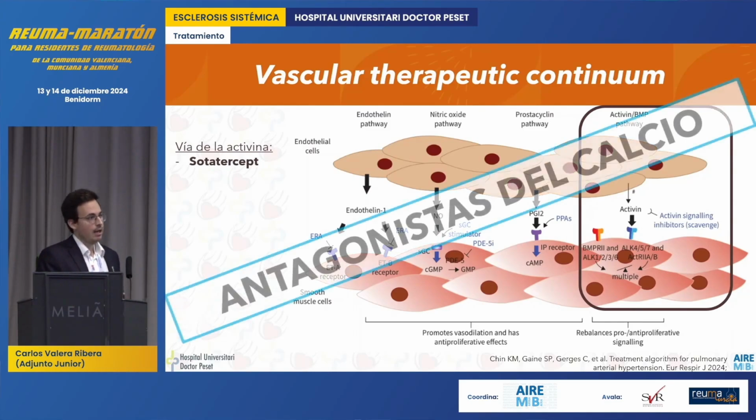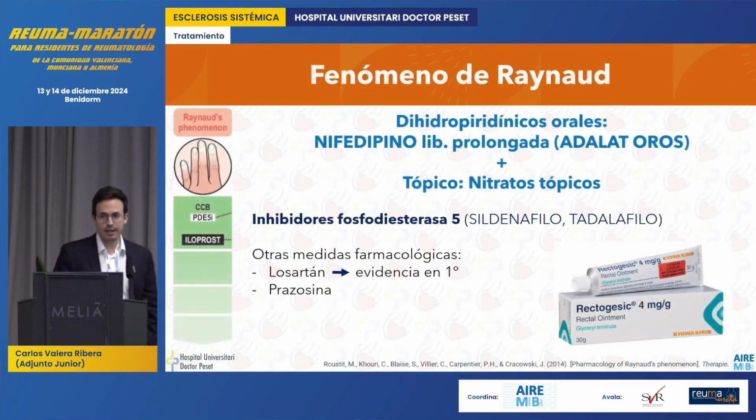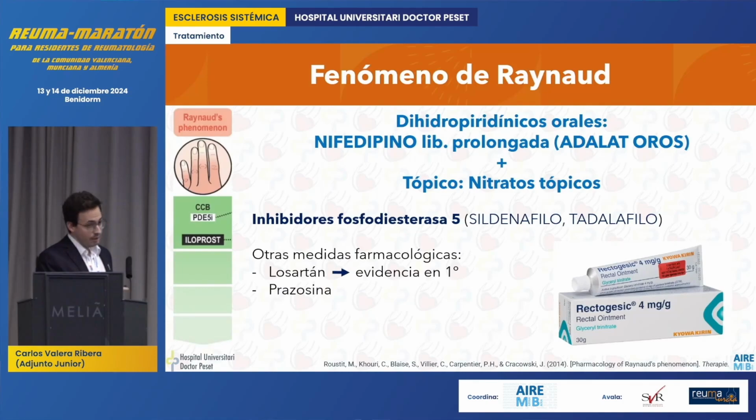But we must not forget that when it comes to managing vascular involvement in scleroderma, the first line of treatment will be calcium antagonists, which I am not going to go into detail about because we already know them. So, management of Raynaud's, first line, oral dihydropyridines, especially in clinical practice nifedipine in extended release form, which is the most affordable, sometimes combined or not with topical nitrates, such as rectogesic. Don't confuse it with Emoil, which is a vasoconstrictor. It's a completely different ointment from phosphodiesterase 5 inhibitors.